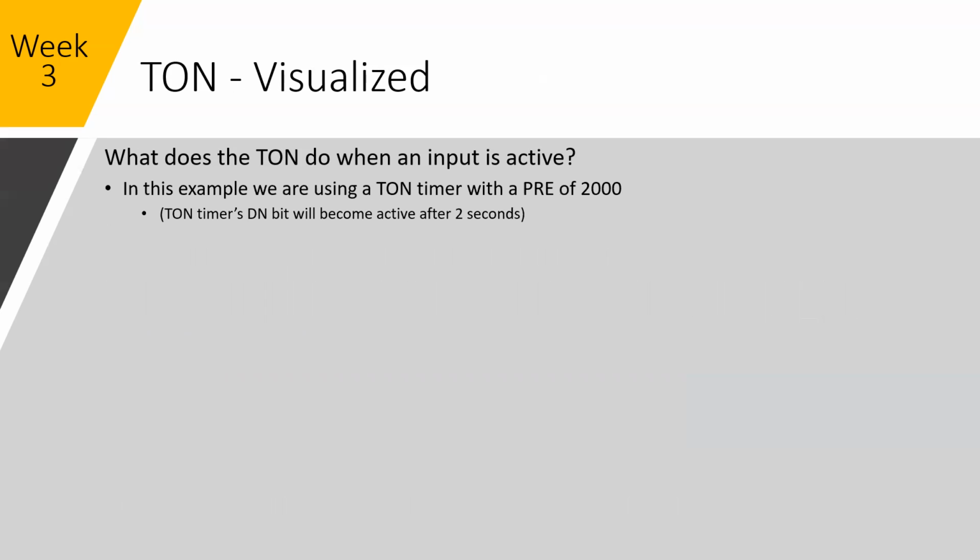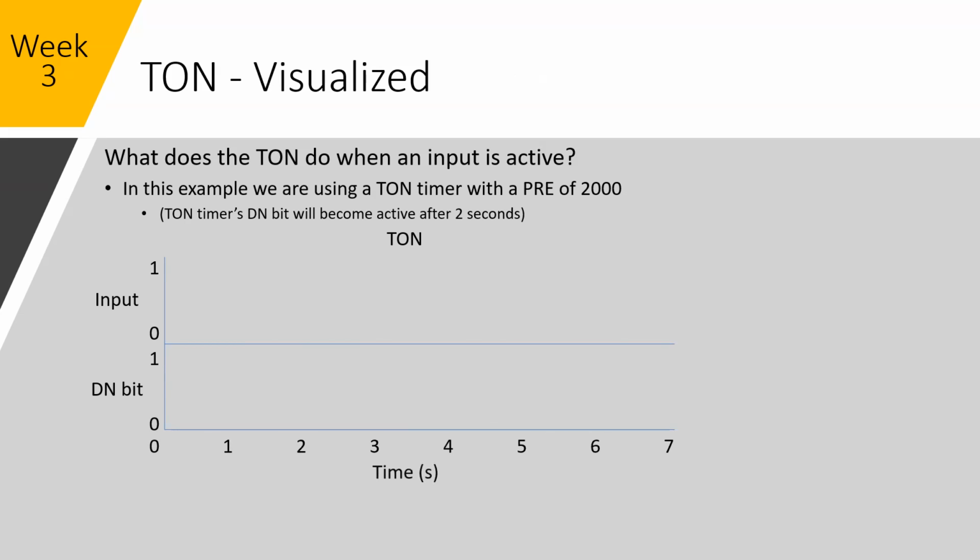So what does the TON do when the input is active? In this example, we're using a TON timer with a preset of 2,000, so 2 seconds. If you look at this chart, you can see the input, and then the done bit, which would be your output. 0 is false, 1 is true, graphed against time.